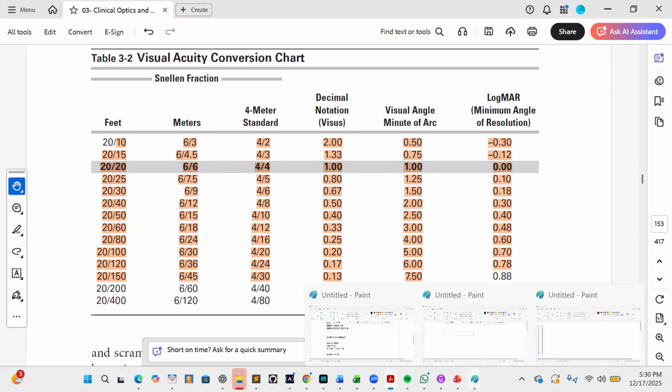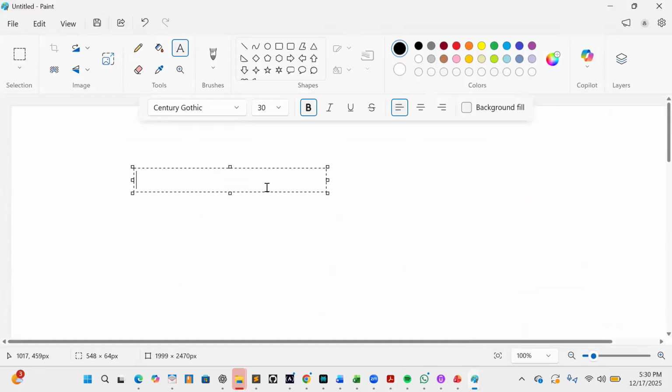So that's how to convert from the 4 meters, 2 meters, 1 meters, and down. It's not really too advanced. I mean, too relevant to low vision actually. So that's where that will be relevant.